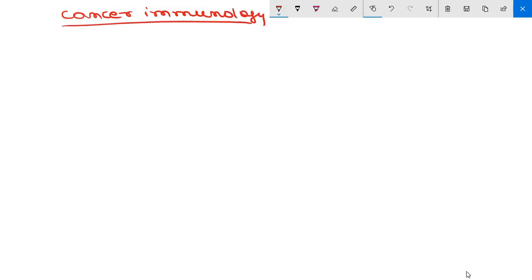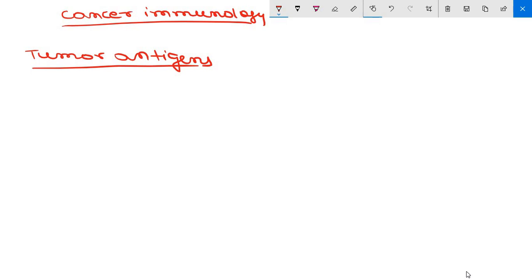Tumor immunology involves the study of antigens on tumor cells and the immune responses to those antigens. So first we will discuss tumor antigens. What are the tumor antigens involved?